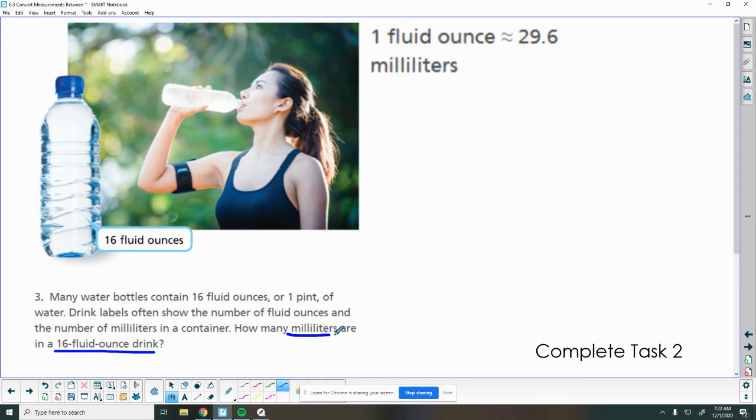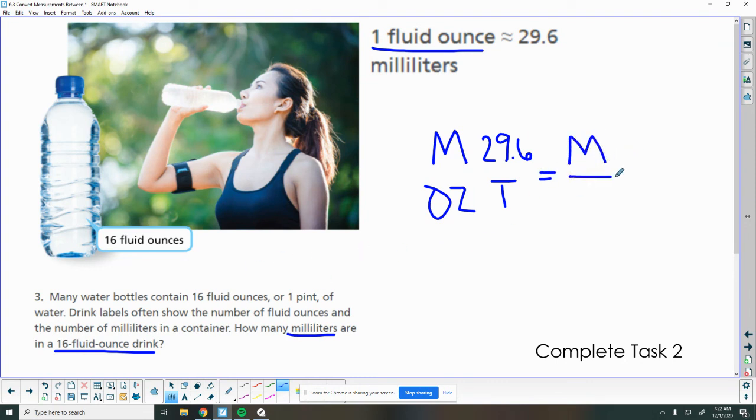So we know we're comparing milliliters and ounces. So I can see in 1 ounce that there are 29.6 milliliters. And it wants to know how many milliliters are in 16 fluid ounces. So we need M by itself. So we're going to times by 16 and then divide by 1 will give us M by itself. That should say task 3.